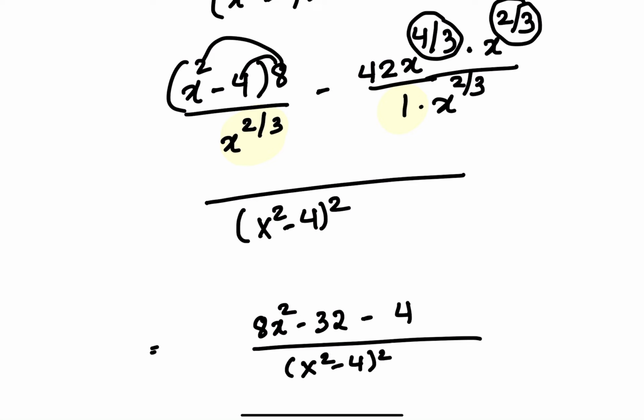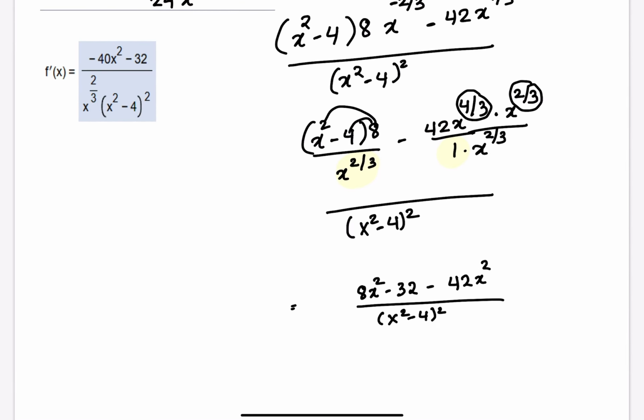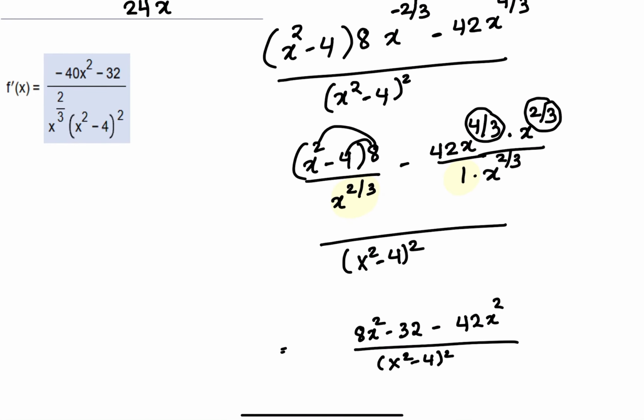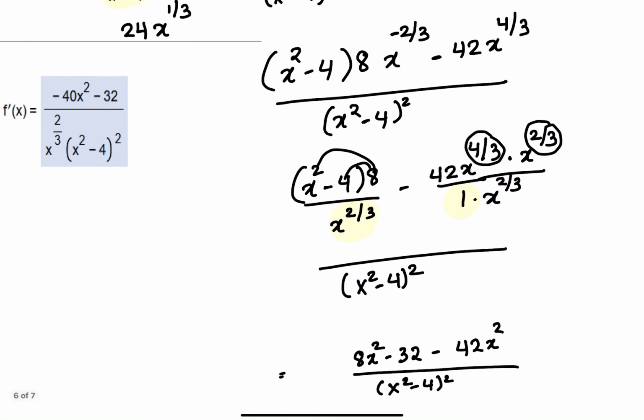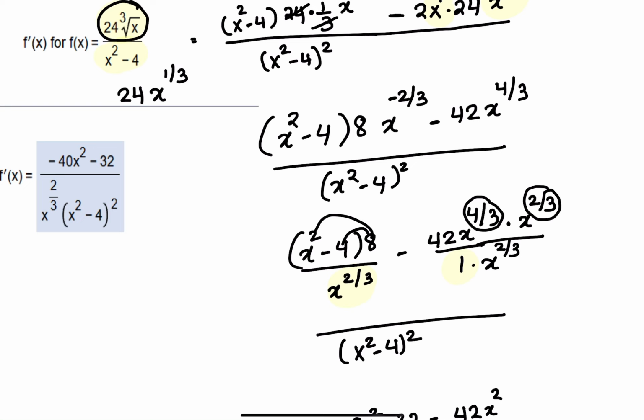So this is 42 x squared. Did I do that right? Yeah, minus 42x squared. So when I simplify, oh, wait a minute. Where did I get 42 from? 24 times 2 is 48. I'm sorry, 24 times 2 is 48, this is 48. No wonder I'm thinking, where did I get the 42 from?